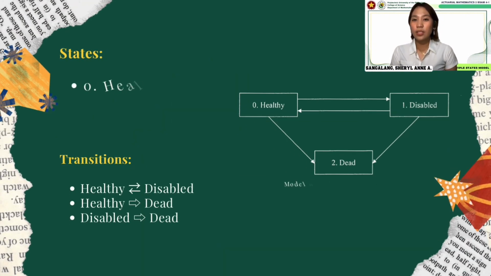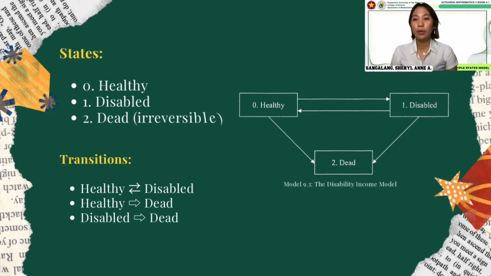The primary states considered are healthy, disabled, and dead. Transitions between these states include from healthy to disabled, from disabled to healthy, from healthy to dead, and from disabled to dead. Transitions between healthy and disabled are reversible, as individuals can recover or become disabled again. But transitions to the death state are irreversible, as there is no return from death.